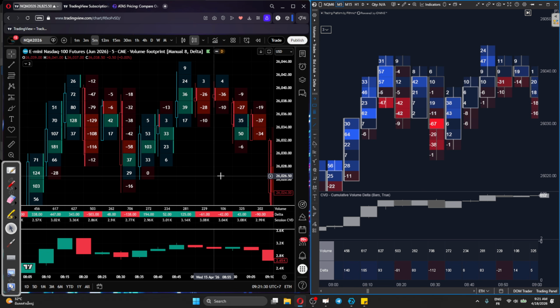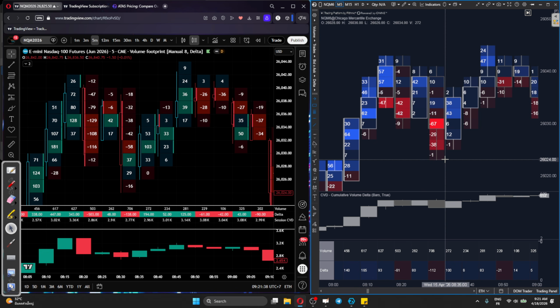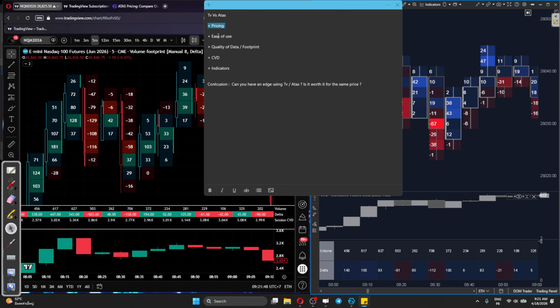All right, so today we're going to have a straightforward comparison between the TradingView footprint chart and a, say, more professional platform like ATAS here. In this case, we are going to compare the pricing, the ease of use, and the practicality of each of these platforms.